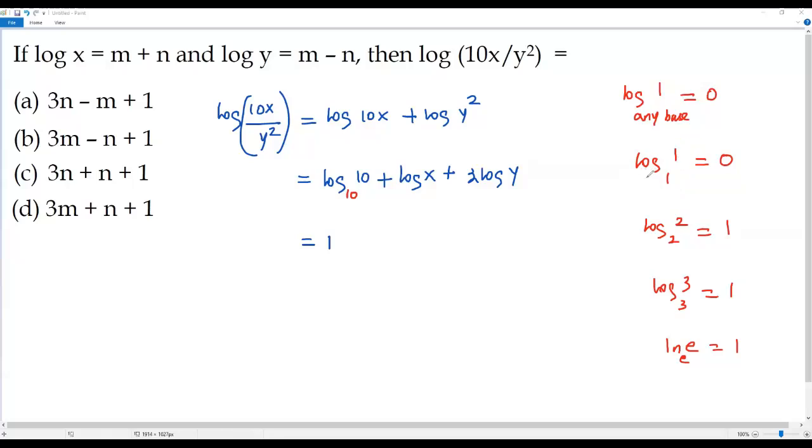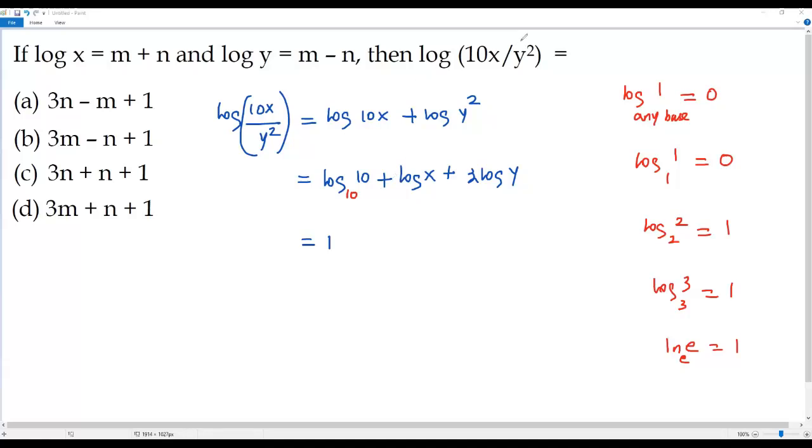So in all other cases, where the argument is not 1 and also the base and argument are same, the value of such logarithm is 1. So in our case, the base and argument are same and also the argument is not 1. So the value of this logarithm is just 1.